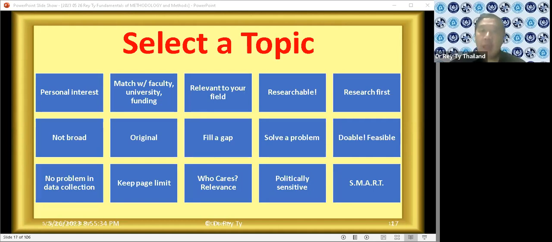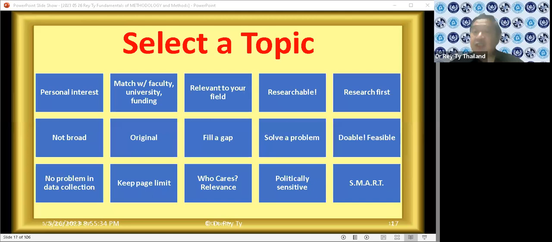So you have to look for a match of what you want and what funding is available. So you should know what to do with this. And then it should be relevant to your field. If your field is mechanical engineering and you want to do research in astrophysics, again, that's not related, then maybe they'll say, what's your expertise, what's your background? Then maybe they will not give you the admission and so on.